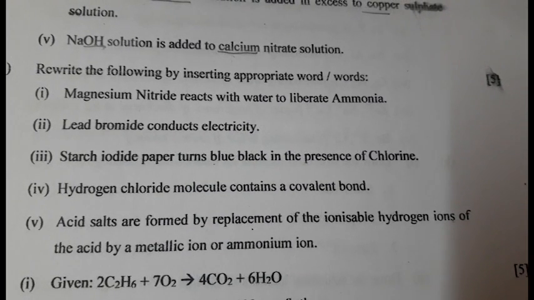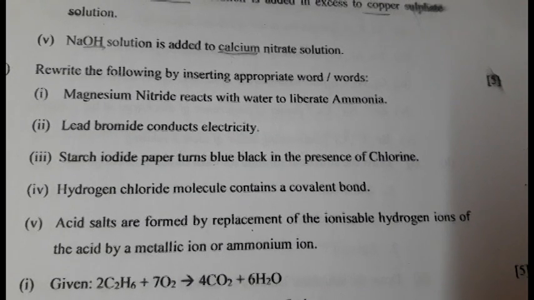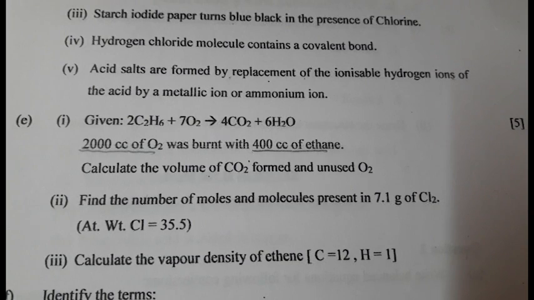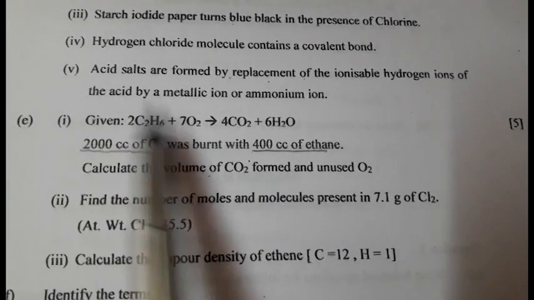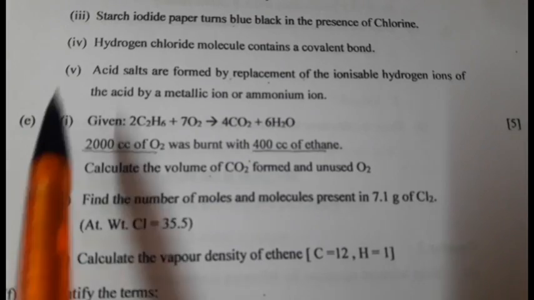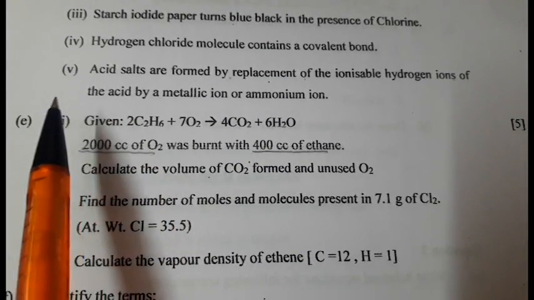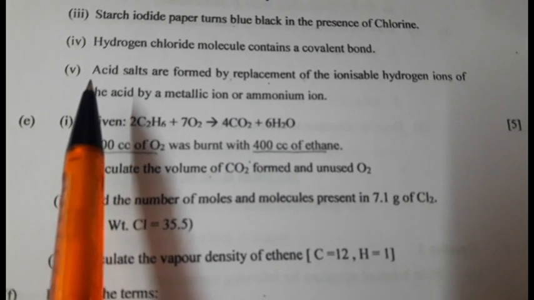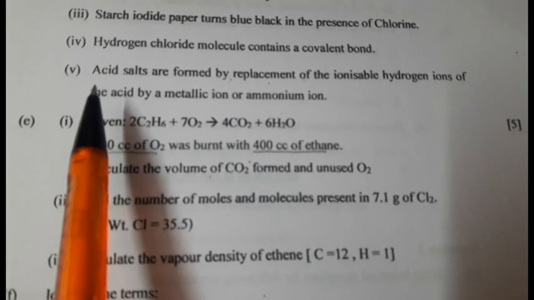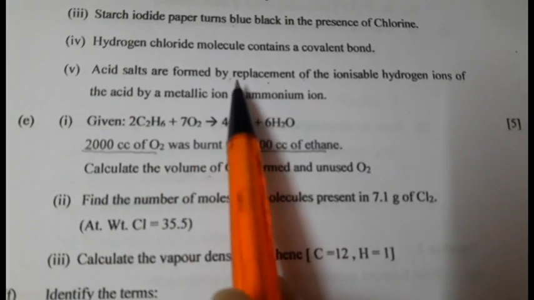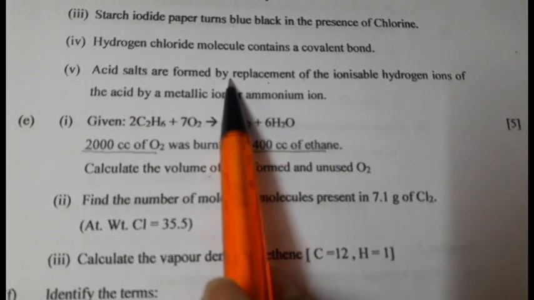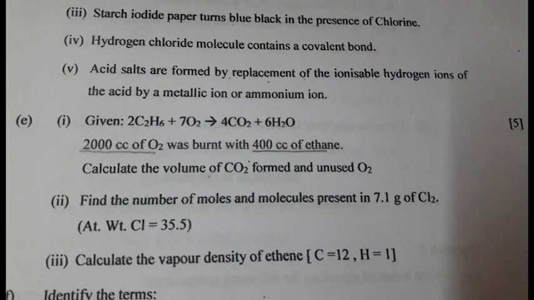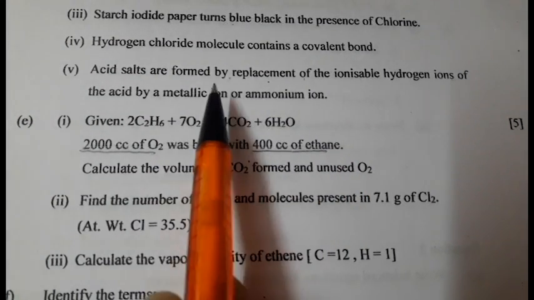The last one is acid salts are formed by replacement of ionizable hydrogen ions of the acid by a metallic ion or ammonium ion. So, if it's acid salt, it will have H in that salt. If it's sulfate, it will not be just sulfate, it will be bisulfate, which means HSO4 radical will be there, which means it will be not a replacement but partial replacement of ionizable hydrogen ion. So that is the word to be inserted, which is the word partial.